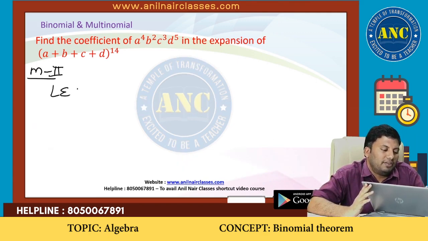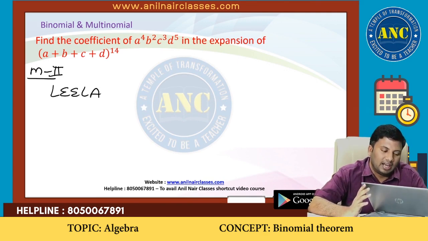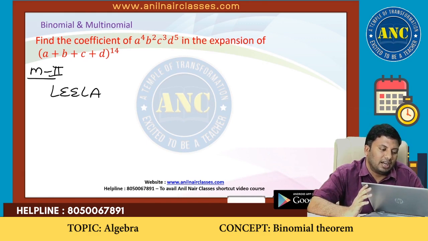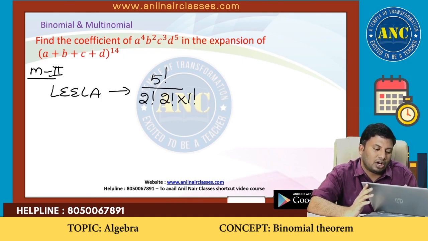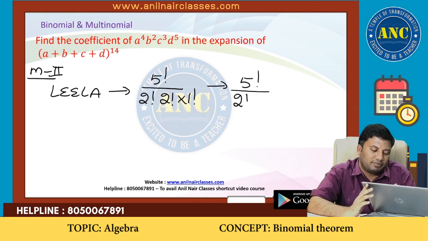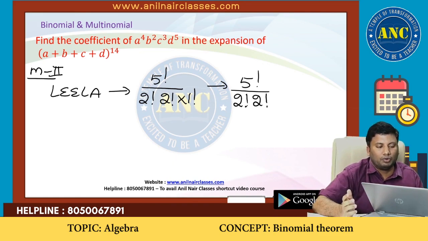In how many ways can you arrange the letters of the word Leela, which is my mother's name? Total there are 5 letters, so 5 factorial. L is repeated 2 times, E is repeated 2 times, A is not repeated. So the number of ways to arrange the letters is 5 factorial by 2 factorial into 2 factorial.